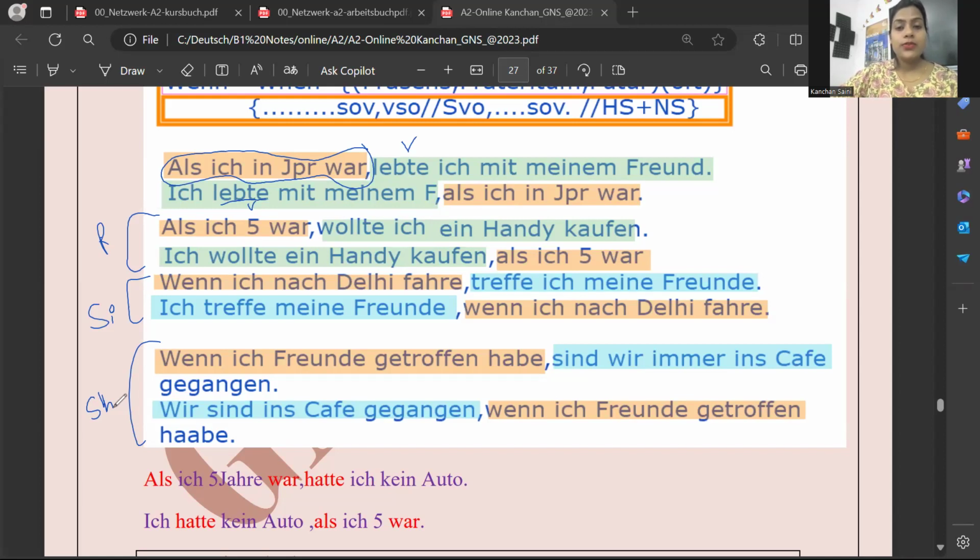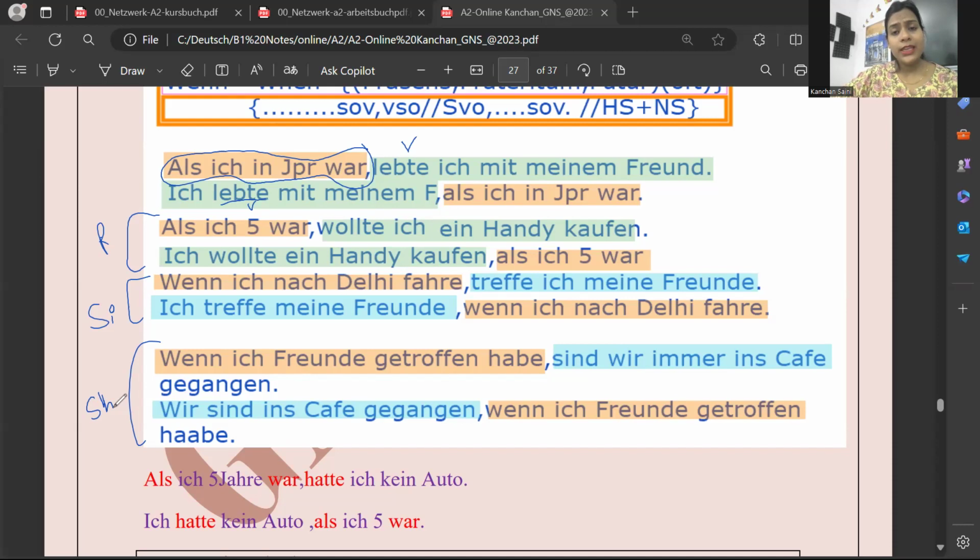Here the given verb is getroffen habe. It means it's in the perfect, something already happened. Is this clear? Yeah, and see one more thing.